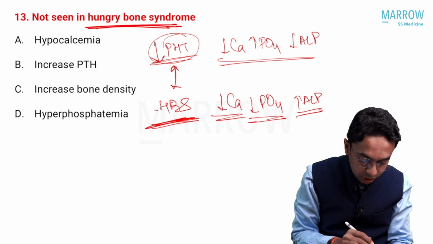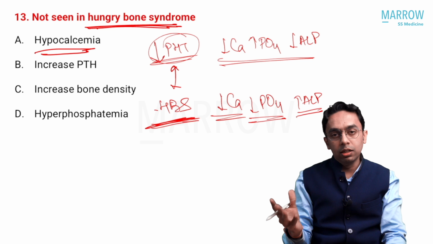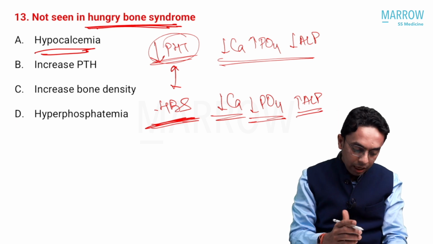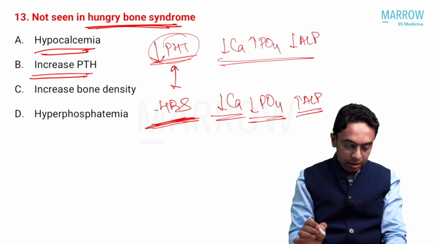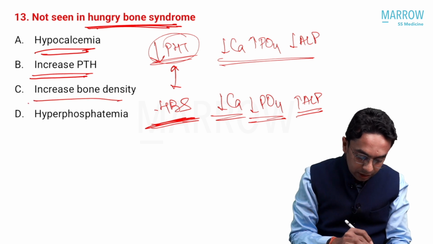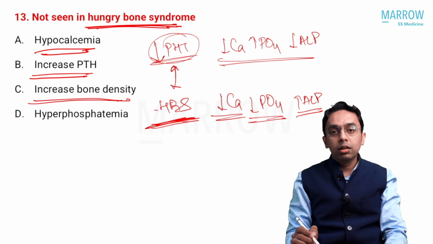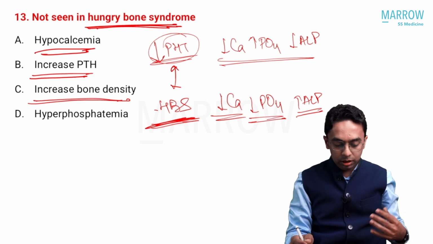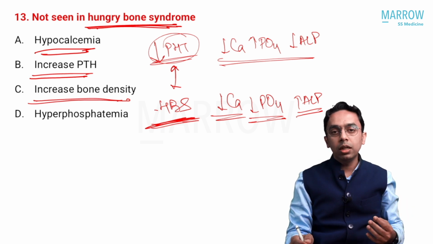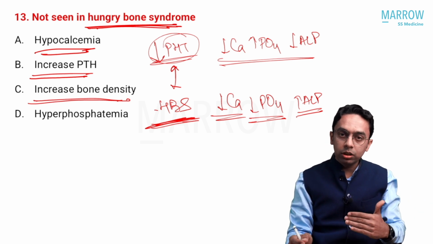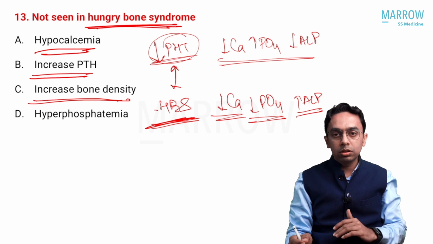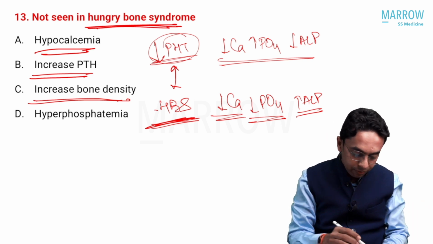So hungry bone syndrome, hypocalcemia, obviously now bone is more forming, it will pick up the calcium, right? Increase in PTH, yes. Increase in bone density. Actually, I don't think this would be an option here, but yes, bone density would increase because now bone is formed, but usually it is not so early that you can pick it up.